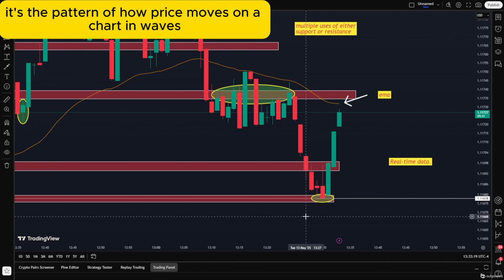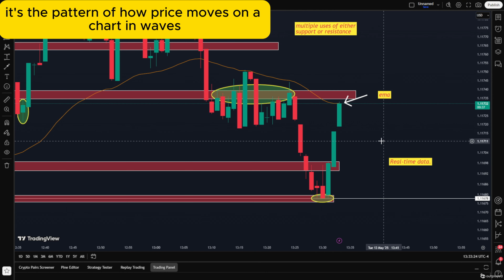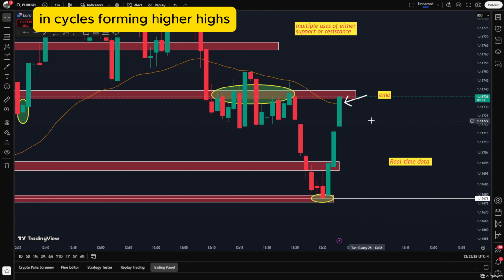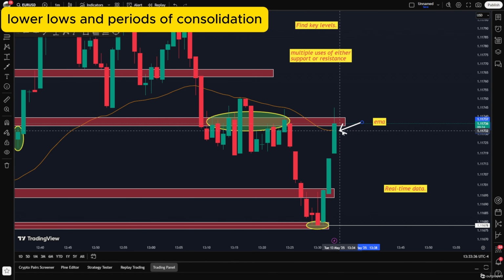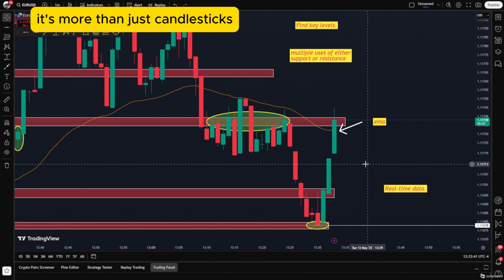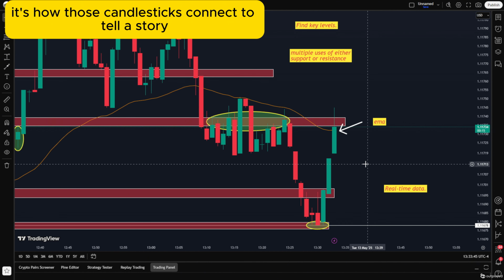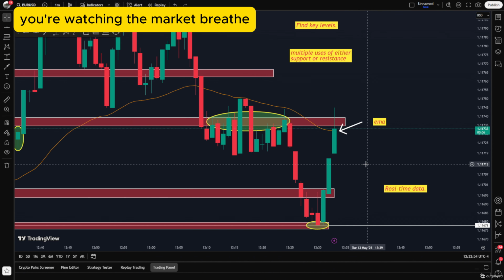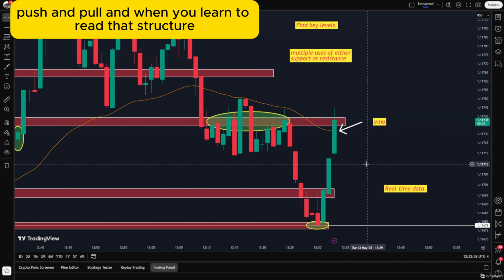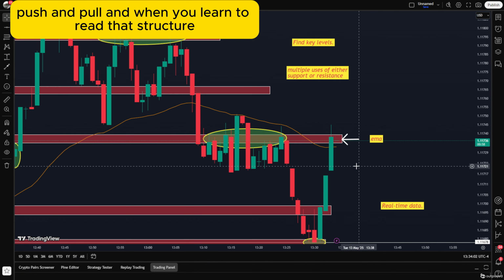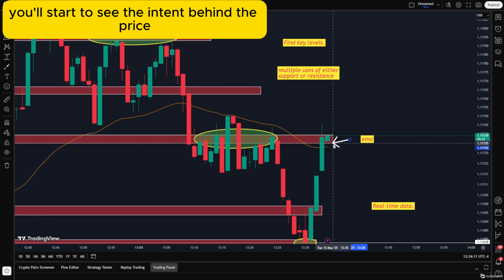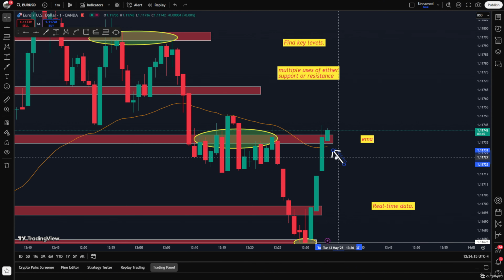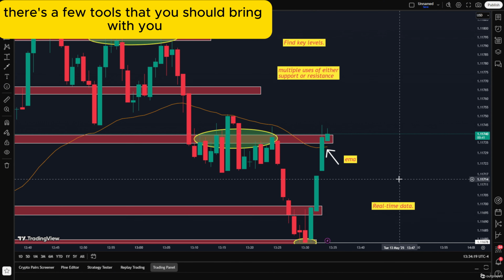It's the pattern of how price moves on a chart in waves, in cycles, forming higher highs, lower lows, and periods of consolidation. It's more than just candlesticks. It's how those candlesticks connect to tell a story. You're watching the market breathe, push, and pull. And when you learn to read that structure, you'll start to see the intent behind the price. There's a few tools that you should bring with you.